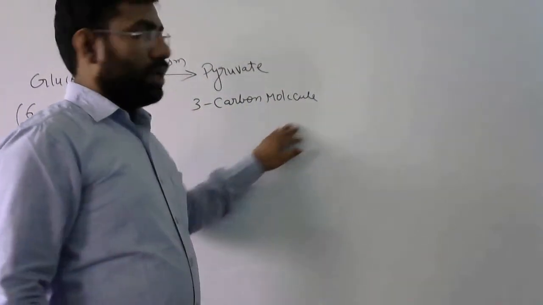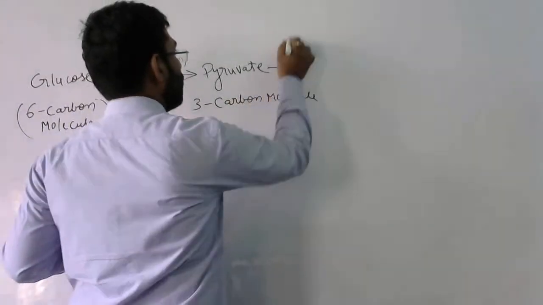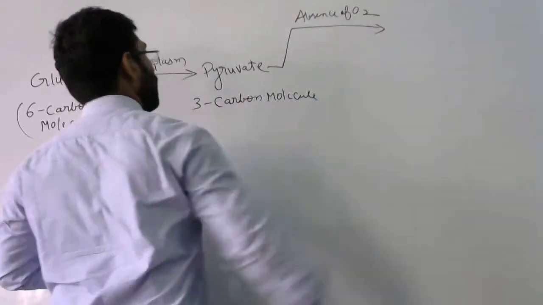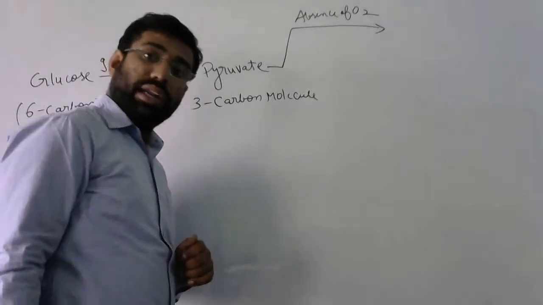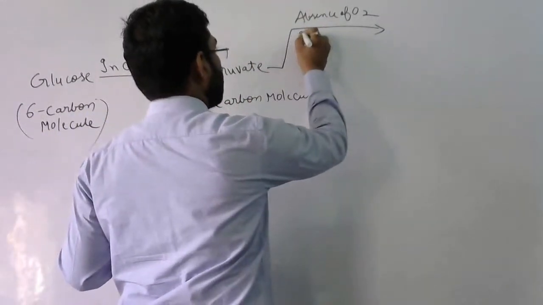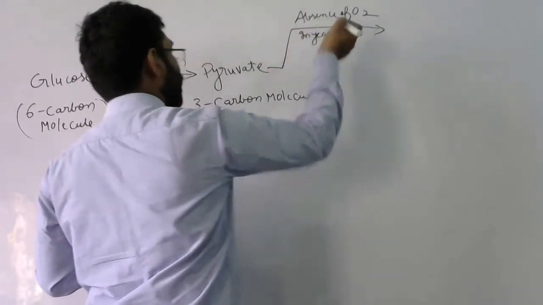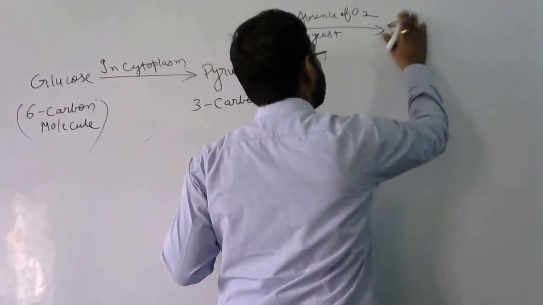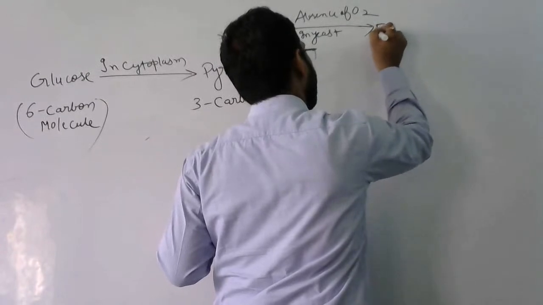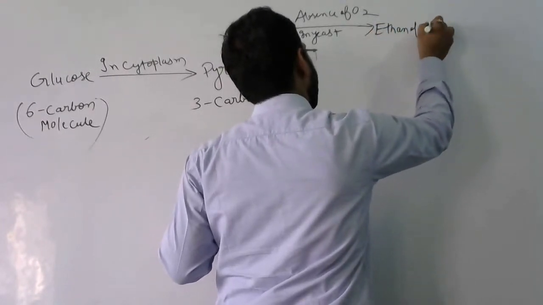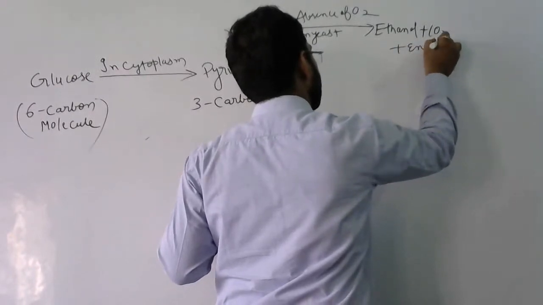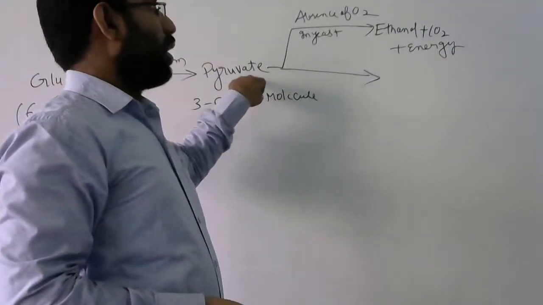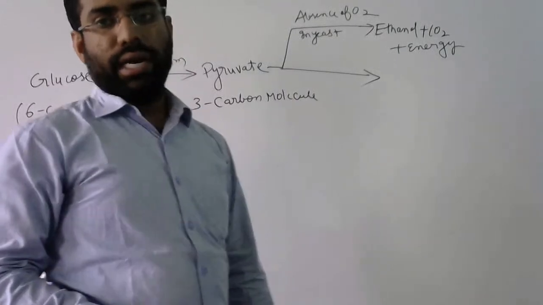If this particular pyruvate does not get oxygen, in the absence of oxygen, this pyruvate will further convert into ethanol, carbon dioxide and energy. Pyruvate will convert into ethanol, carbon dioxide and energy.